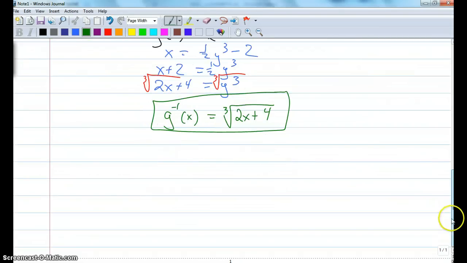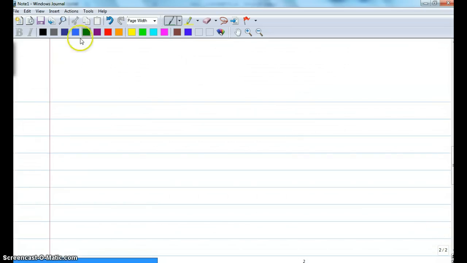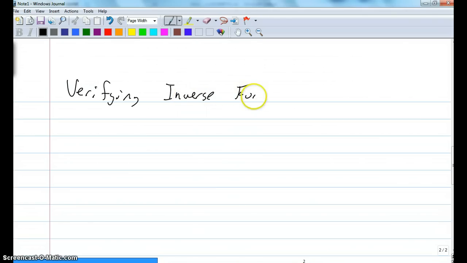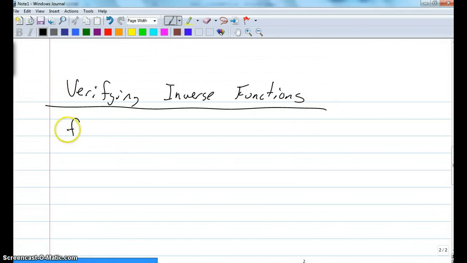Let's go to the second part of this lesson. There's going to be 3 parts here today, guys. Let's talk about verifying inverse functions. Now, to verify that f of x and g of x are inverses of each other.